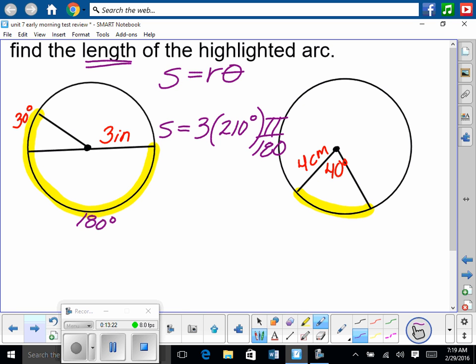So then, we just got that answer, right? It was 7 pi/3. We just got that same one. So the length of our arc is 7 pi/3. Okay, let's do this one.